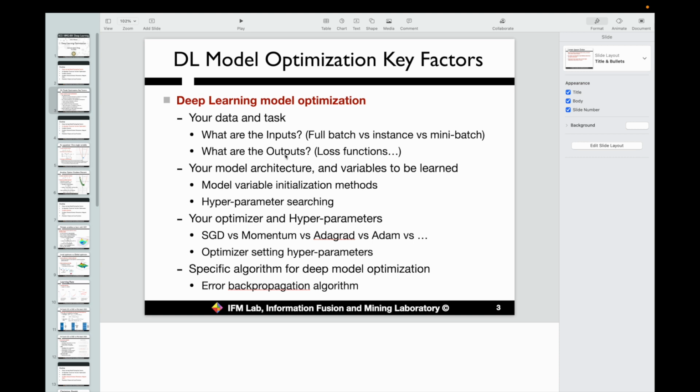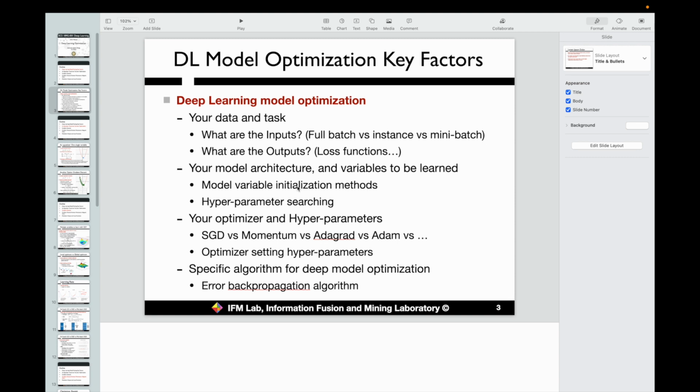Also, the training process depends on the model architecture, because for different model architectures, we have to design different training strategies for the optimization process of the model. And for different model architectures, we incorporate different variables to be learned. Some can be more complicated, some can be much easier, right? So it really depends on the model architecture.